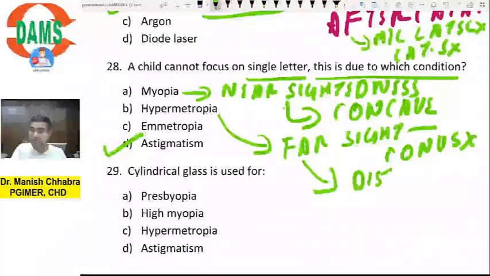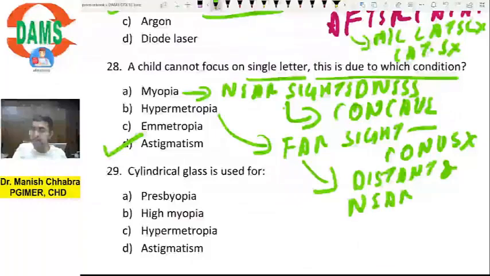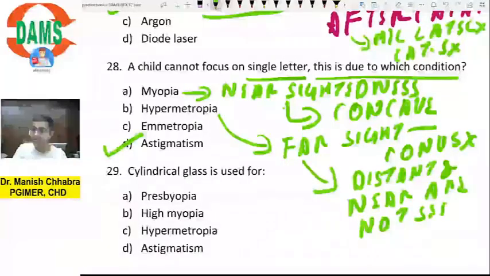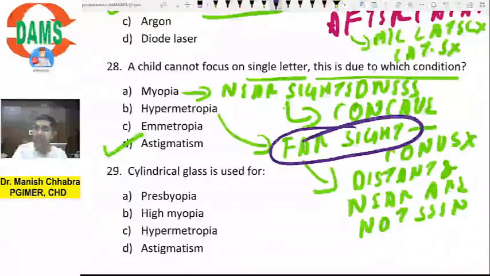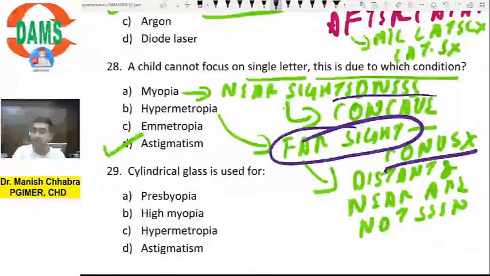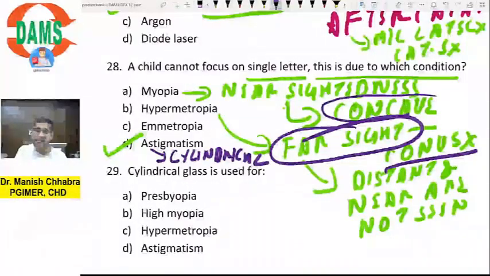So distant and near objects are not seen. So don't get confused by this term farsightedness, right? And you will give convex glasses, your previous year question, you will give concave glasses. And in astigmatism, which glasses are you going to give? You are going to give cylindrical glasses. Emmetropia is no refractive error, right?